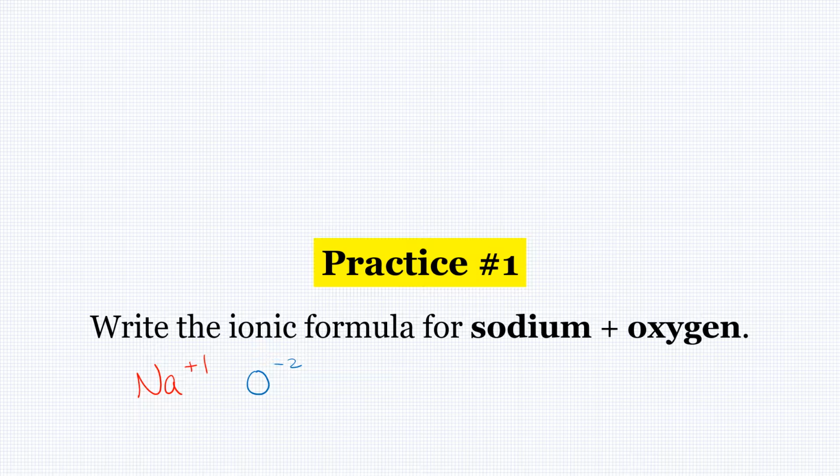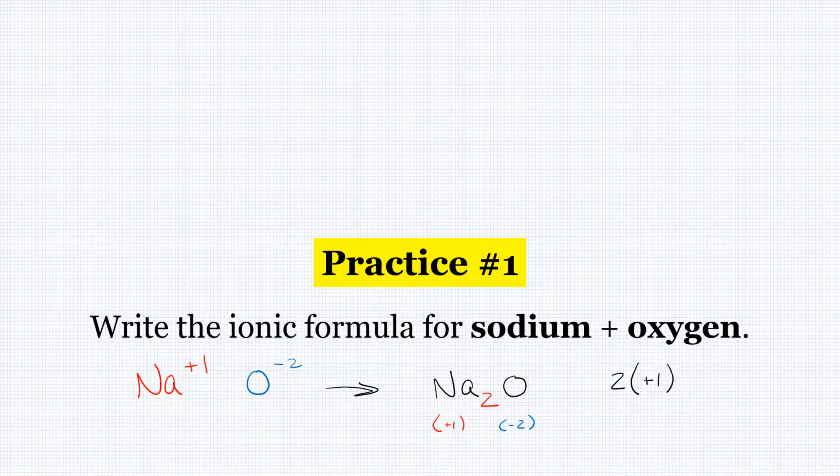So when we write out our formula, we know that we have sodium, of course. However, we need 2 sodiums to balance out with the 1 oxygen. Sodium again has a charge of +1. Oxygen has a charge of -2. So to get these to balance out, we're taking 2 times the +1, and then we're subtracting the 2. So this is like thinking of it as +2 minus 2 gives us 0.